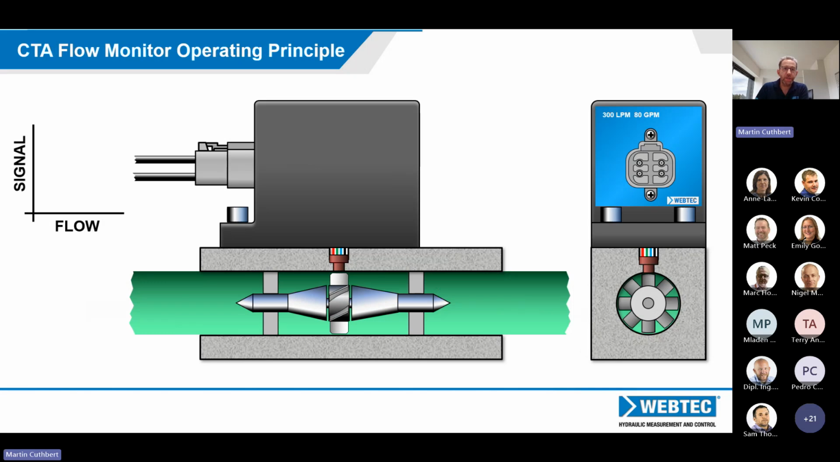How does this work? This is a turbine-based technology. It could be used in both directions, but would be calibrated in one particular direction. As flow passes through the flow monitor, the turbine blade spins. The speed is approximately proportional to the flow rate. That's calibrated and configured within the electronics, and then the electronics gives out a signal via the CAN bus or the 4 to 20 milliamp. It also measures temperature, as I mentioned, but only on the CAN version.